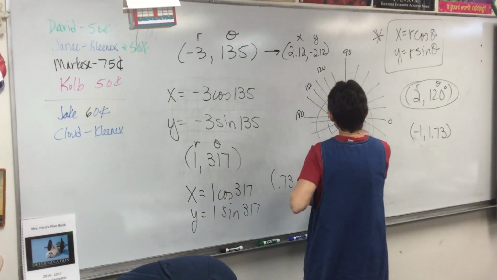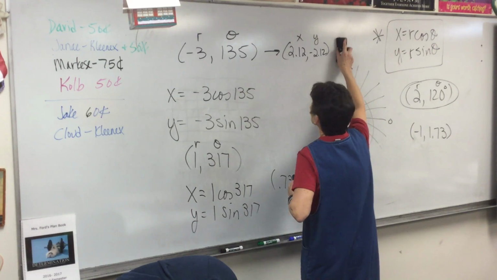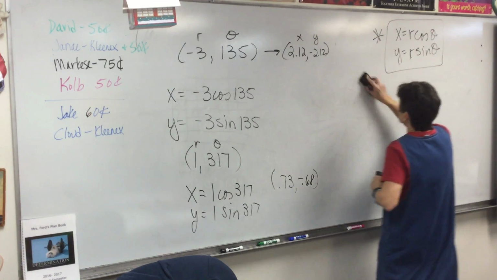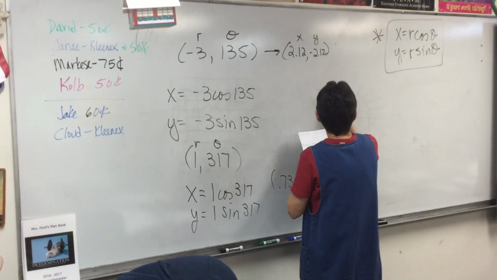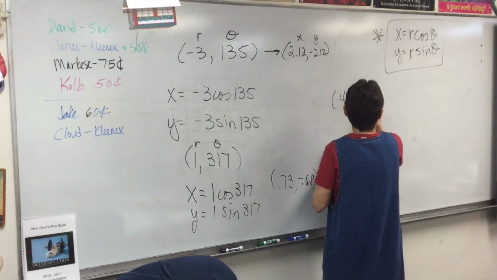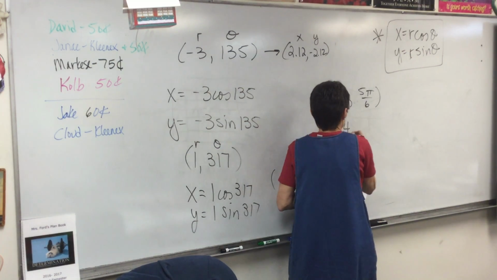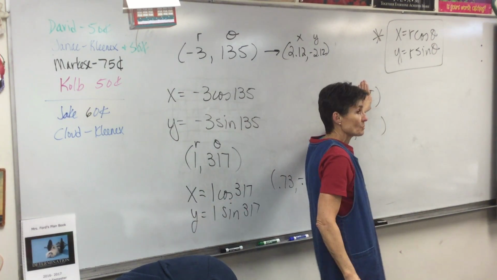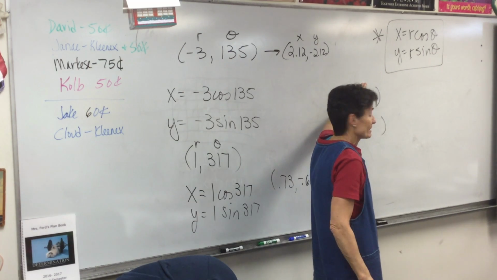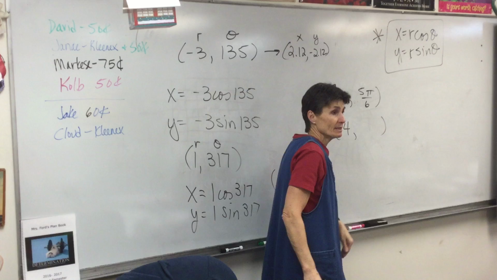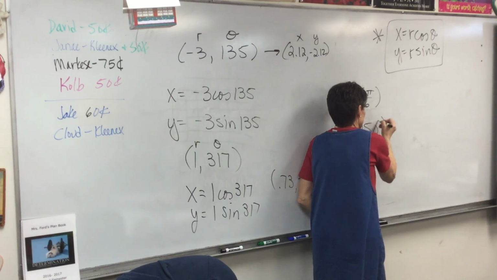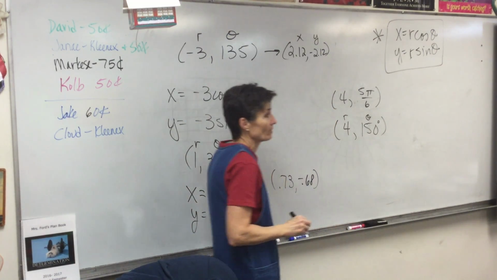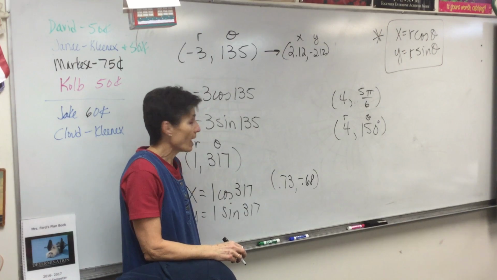All right, one more. What are we probably going to have to do with D? Put it in degrees. Probably change it to degrees, yeah. So 4, 5 pi over 6. Let's change it. Pi is 180. Divided by 6 is 30. Times 5 is 150. So your polar ordered pair is 4, 150.